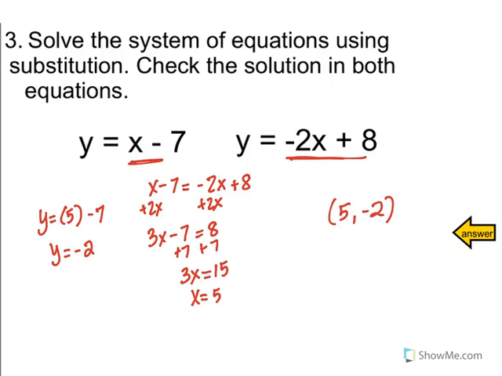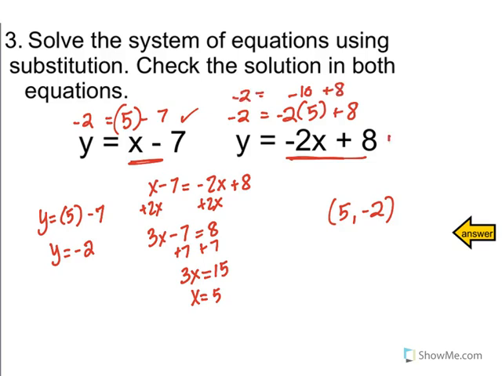Again, I want to check this in both. So negative 2 is equal to 5 minus 7. That's true. Negative 2 is equal to negative 2 times 5 plus 8. So that'd be negative 10 plus 8. And that does equal negative 2. So I know it works in that equation. So because this point works in both equations, that is the solution to the system.